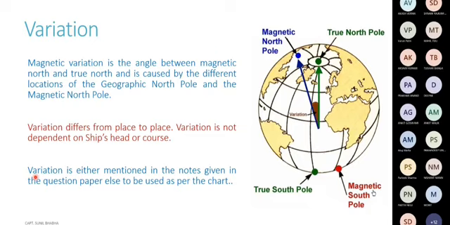So the next question which comes in our mind is how to pick up the variation from the chart. So variation value is mentioned in all the compass roses. You have the compass roses at different locations on the chart. So the variation in that area is mentioned in the compass rose. Now, as I told you that these magnetic poles keep on changing their location. So year after year, the value of variation also keeps on changing.